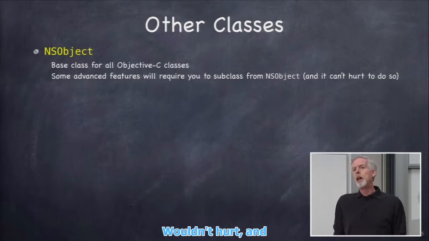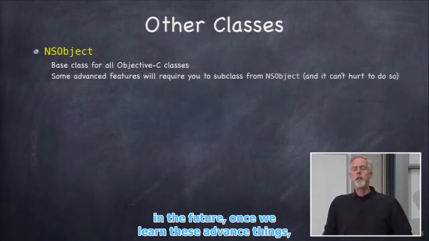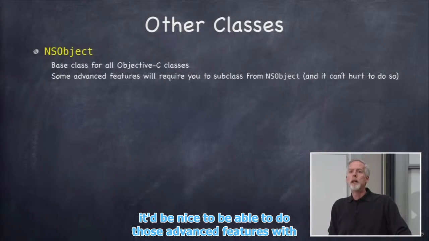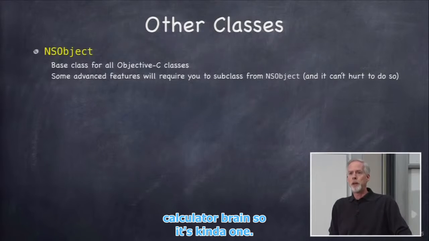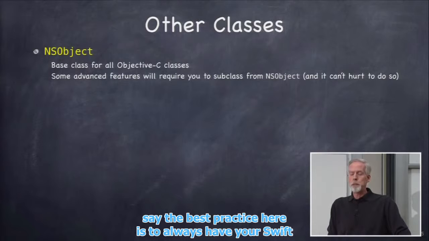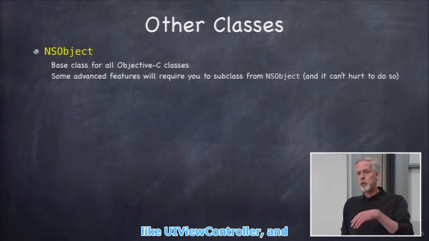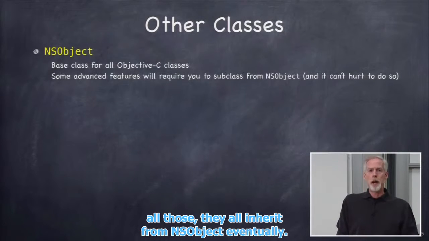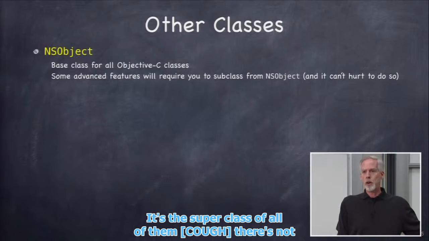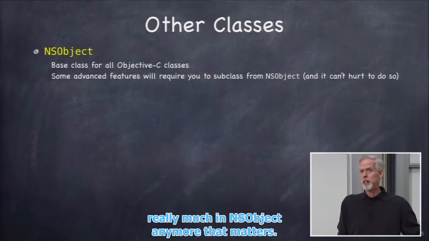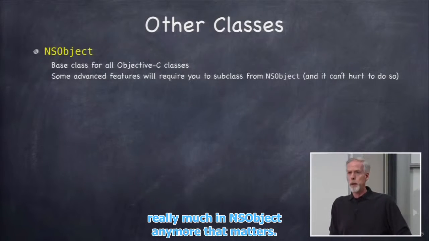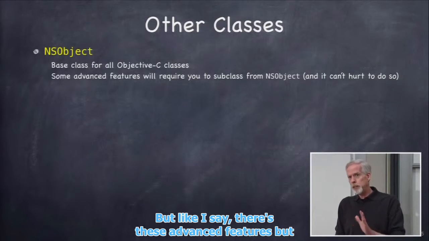It wouldn't have hurt, and in the future, once we learn these advanced things, it'd be nice to be able to do those advanced features with calculator brain. So you can feel free. I'm not sure what to say the best practice here is: to always have your Swift classes inherit from NSObject. All the classes in iOS, like UIViewController and all those, eventually inherit from NSObject. It's the superclass of all of them. There's not really much in NSObject anymore that matters. But like I say, there are these advanced features.